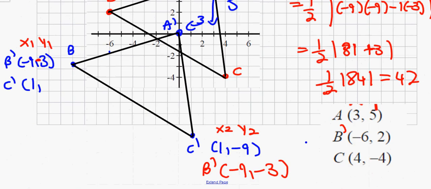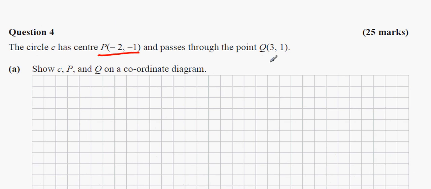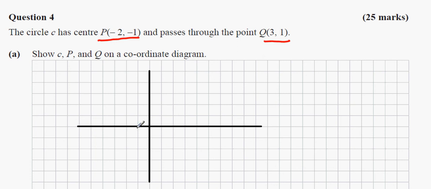Now, the next one. A circle C has a centre P at minus 2, minus 1 and passes through the point 3, 1. Show C, P and Q on the coordinate diagram. So what you're going to do next is draw an XY axis. First you draw minus 2, minus 1, which is located here. Then you draw 3, 1, which is located here. Now this is basically your radius, from here to here.